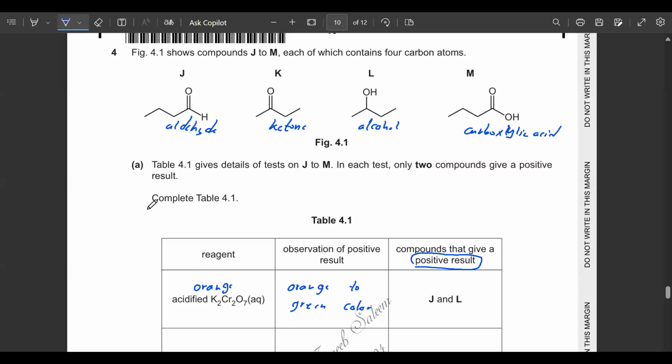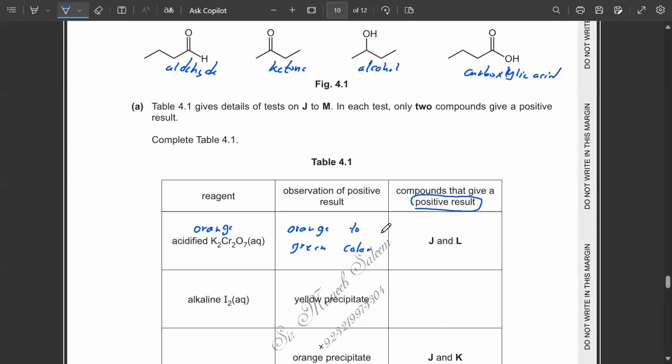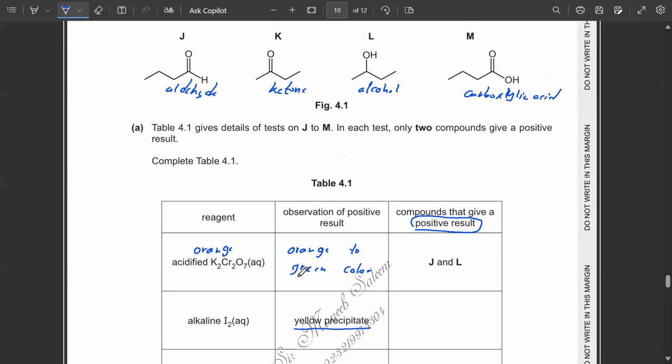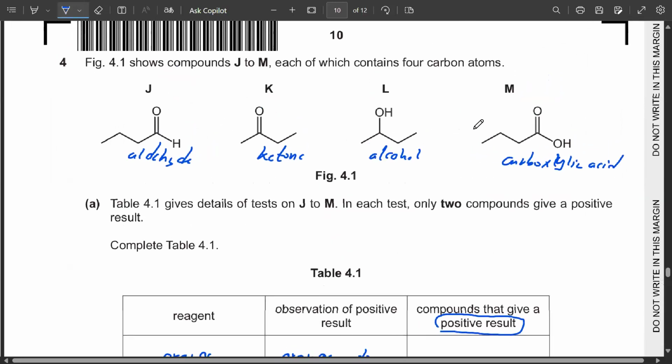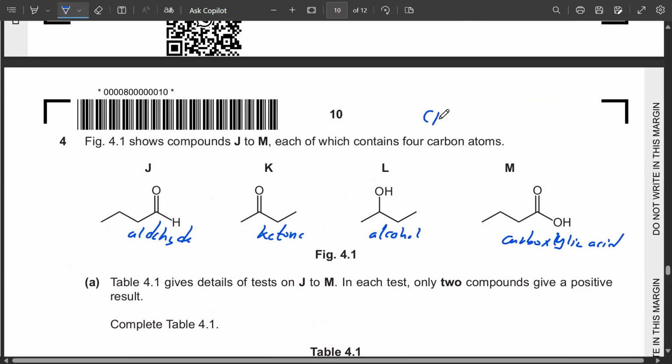Now the next is alkaline I2 reacting with some compounds to give a yellow precipitate. So which compound will give this positive result? We know that only those compounds which have this group will give the positive result: CH3 bonded with a carbon, which is bonded with CH and OH in terms of alcohol. This would be the compound, or CH3 bonded with carbon in terms of the carbonyl group. This is in terms of alcohol, and this is in terms of the carbonyl group.